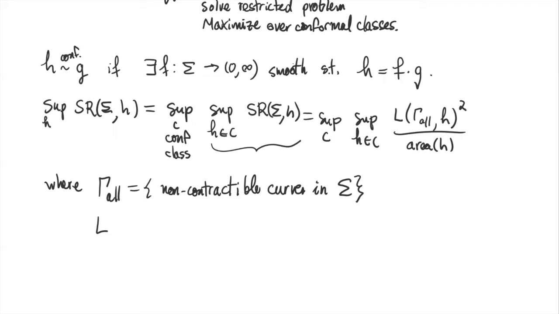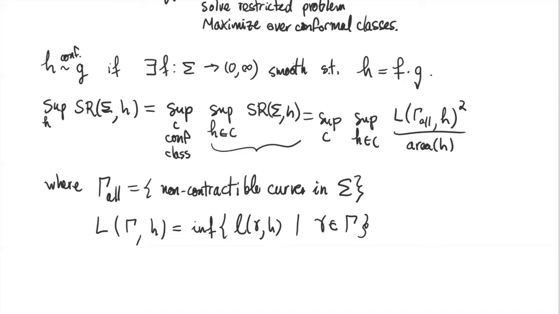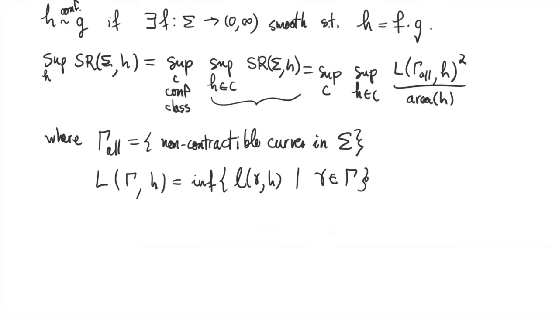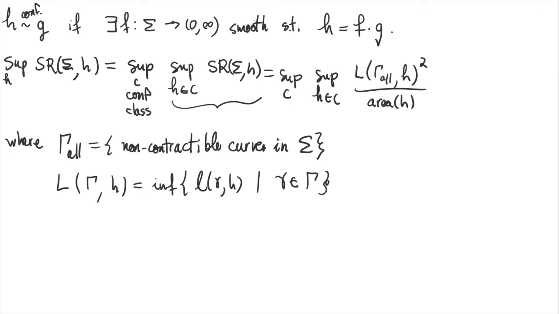And then what is L? For any set of curves gamma, I define capital L of gamma with respect to H to be just the infimum length in this family. So just inf of the length of gamma with respect to H, which is just the length of a single curve with respect to the Riemannian metric H, such that gamma is in the family capital gamma. In other words, the length of a set of curves is defined as the shortest length in this set of curves. And by definition, this ratio here is just the systolic ratio.